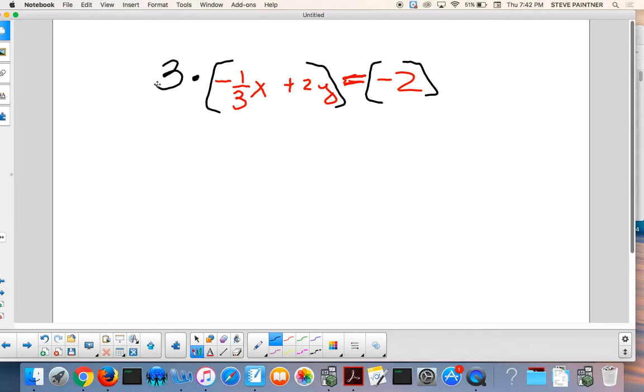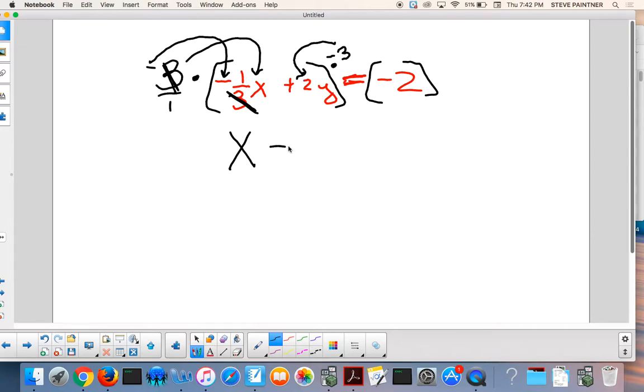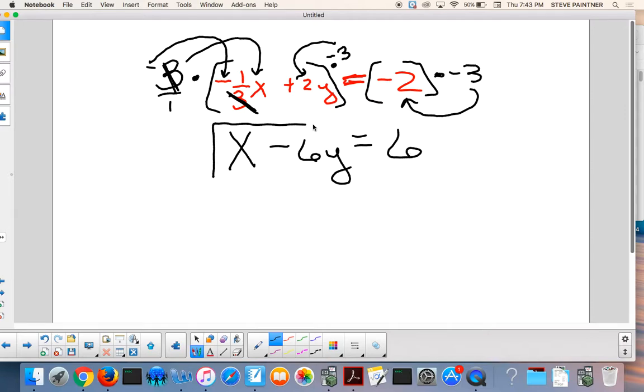Okay? But if I multiplied by -3, I would make the x term positive, so I'll try -3. 3 is out with 3. Negative times negative is positive x. Multiply this by -3, you get -6y. Multiply this by -3, you get 6. Okay. Now you have it in what form? Standard form.